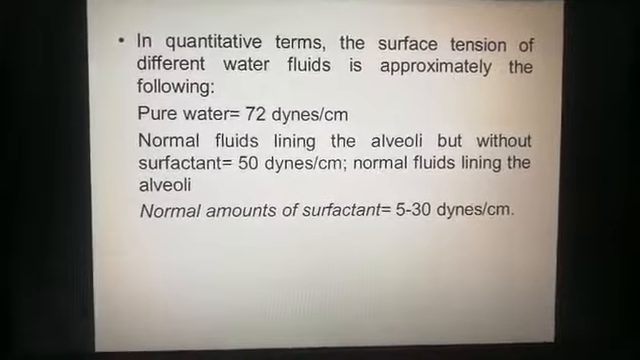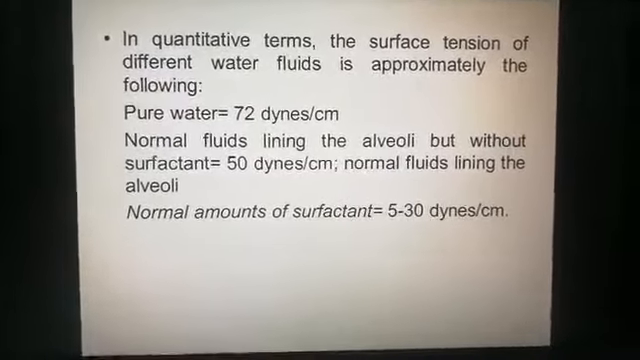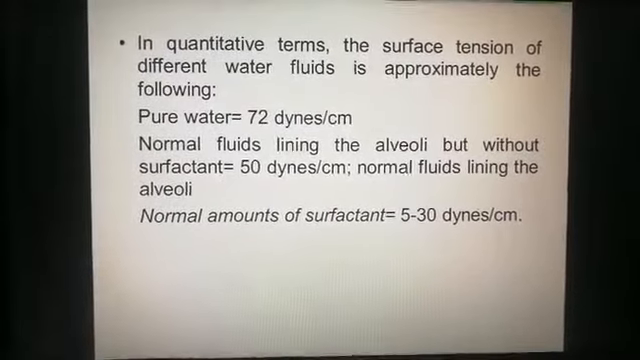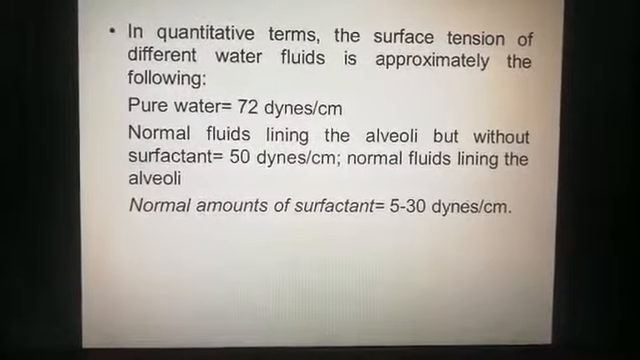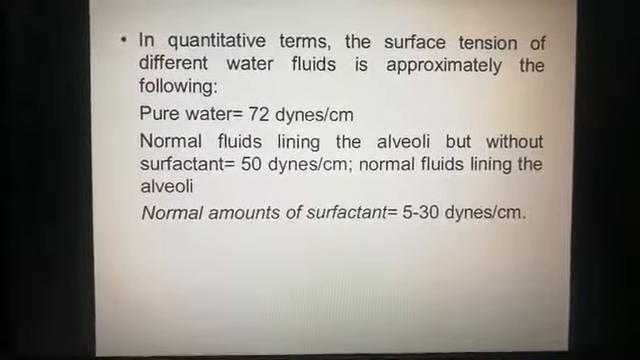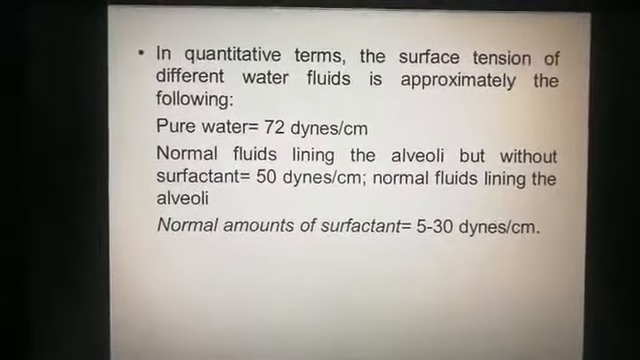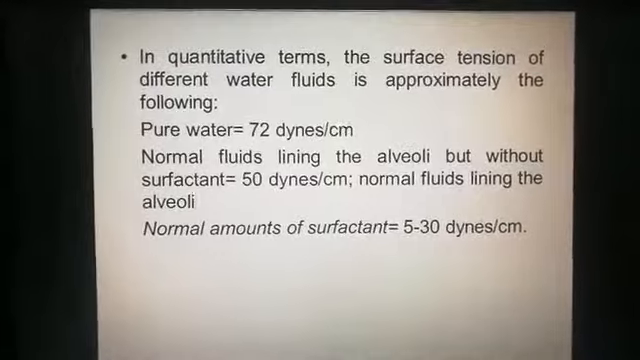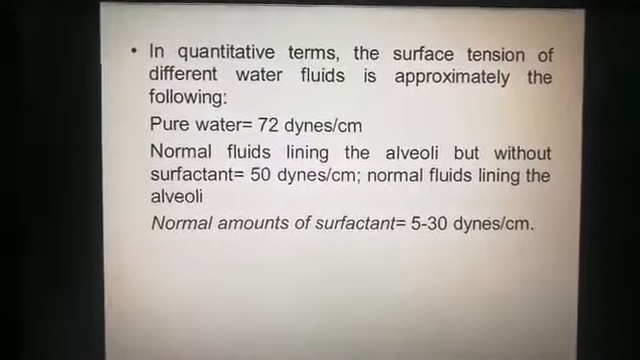So pure water has a surface tension of 72 dynes per centimeter, and normal fluid lining the alveoli but without surfactant has a surface tension of 50 dynes per centimeter, but with a normal amount of surfactant, 5 to 30 dynes per centimeter. So you can see that the surfactant reduces the surface tension of alveolar fluid.